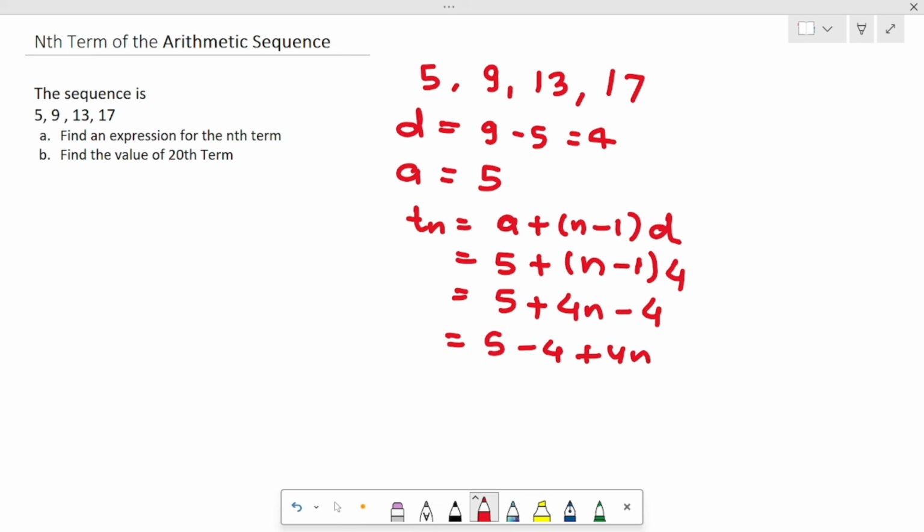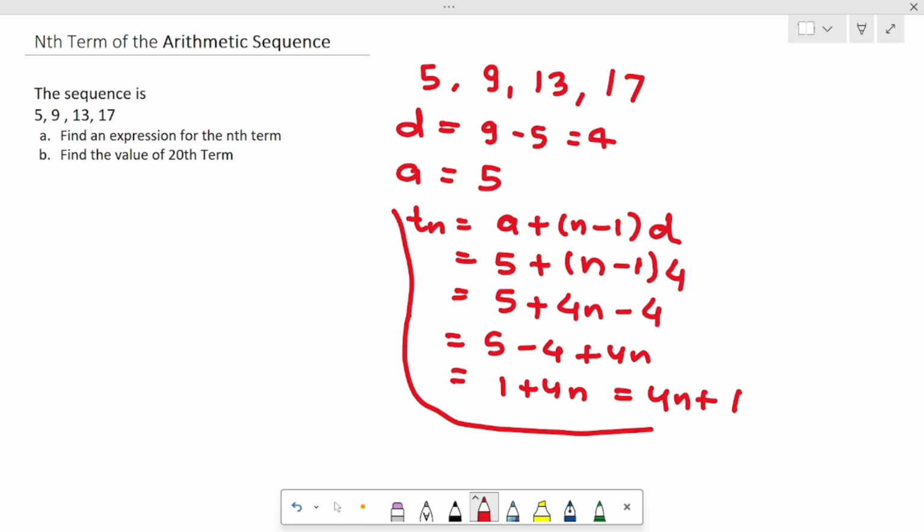I just rearranged it so that you will understand what I did. I rearranged the numbers first and then the number with the variable. So 5 minus 4, we do the subtraction here, which gives 1 plus 4n. You can write it this way, or rearrange it and write 4n plus 1. Anything is fine; in both cases you will get the marks. So this is going to be our Tn.